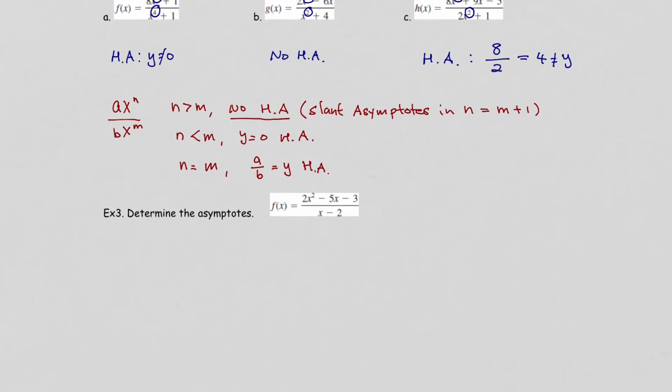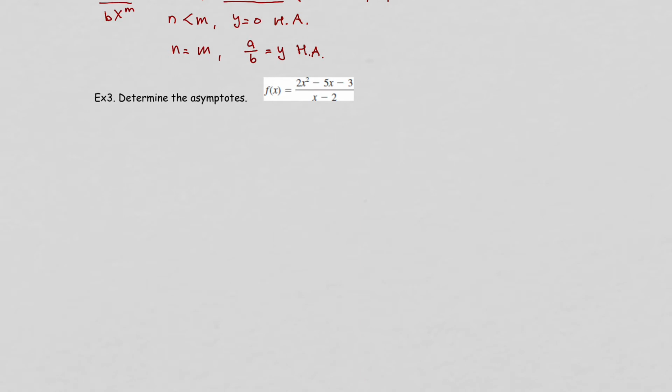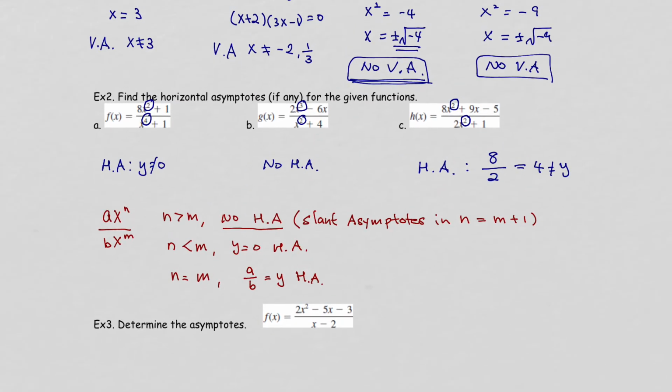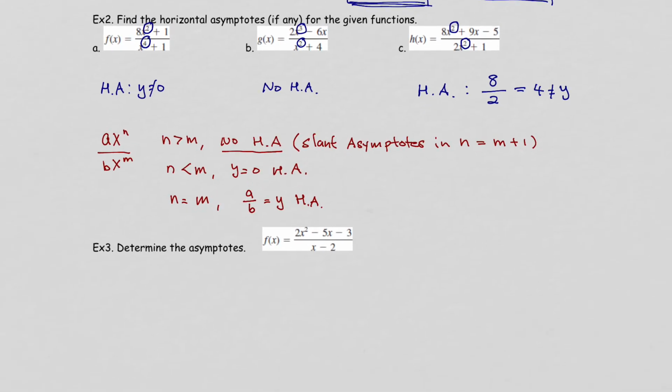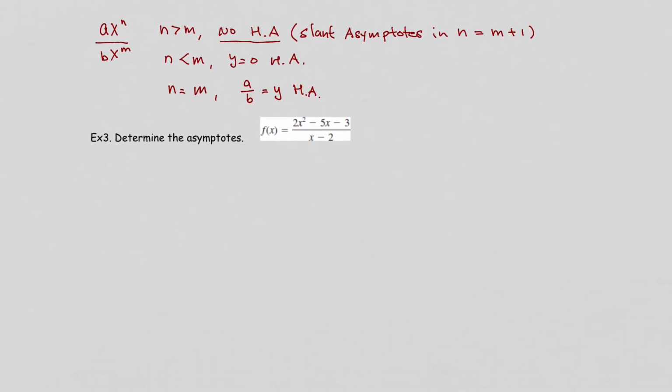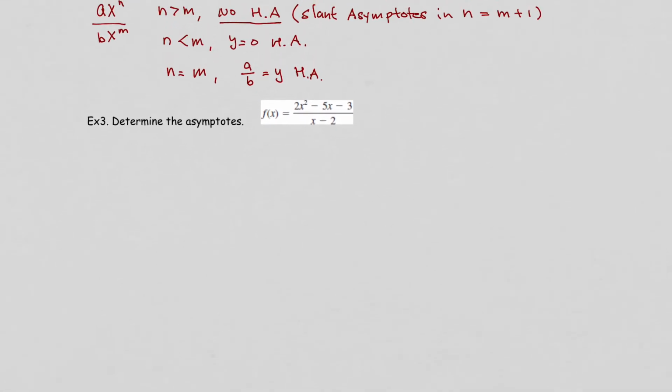So let's look at the next examples to see that. Again, example 1, we did the vertical asymptote. Example 2, we did horizontal asymptote. Example 3, we're going to see that special case of the slant asymptote. So if you're looking at this, the square on the numerator and the linear on the denominator, it's just 1 degree different, right?